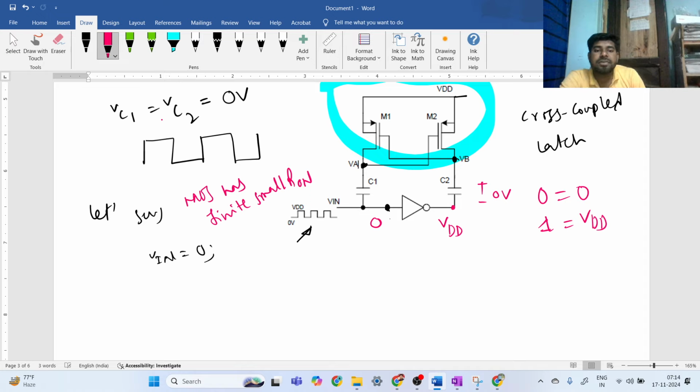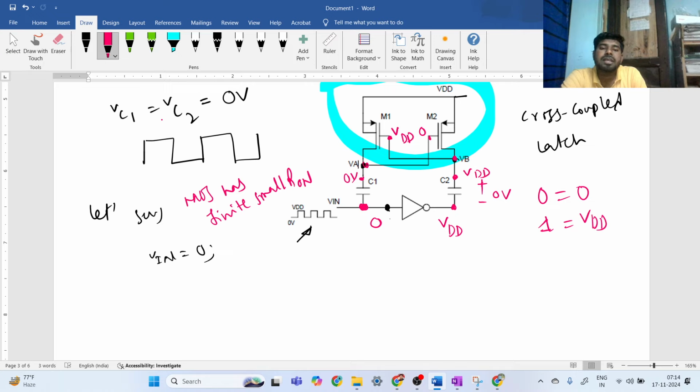So this VDD will reach there because the capacitor wants to keep zero voltage across it. If this is VDD, this node goes to VDD as well, so the gate of the NMOS is VDD as well. And if this is 0, the voltage across C1 was initially 0, so this node is 0, so this node is also 0 volt. So the gate of this M2 will be 0.